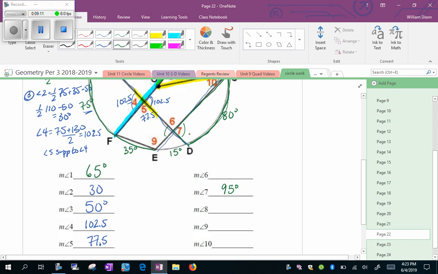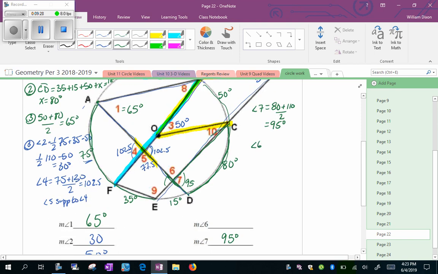And then once I find angle 7, my strategy here was this is 95. Well, then this gets easier because I know that these two lines here are linear pairs. So I know they're supplements to each other. So angle 6 equals 180 minus 95, and that equals 85. So that's 85 degrees. And then I'll come down here. Angle 6 is 85 degrees. Okay, let's go for angle 8.